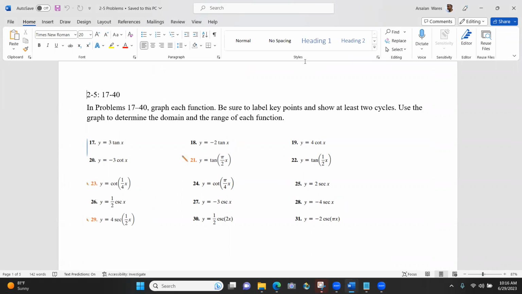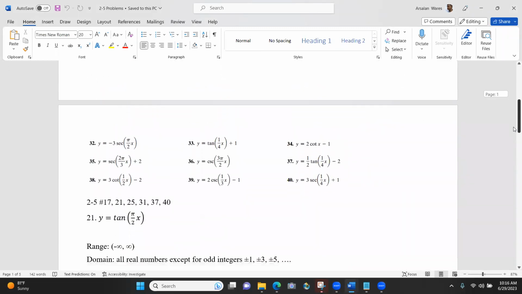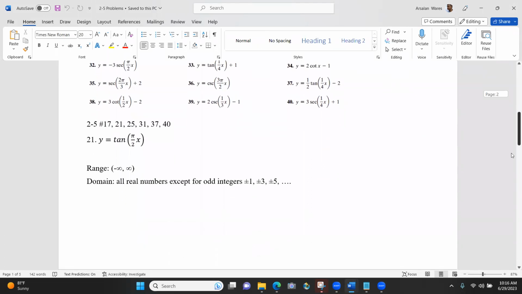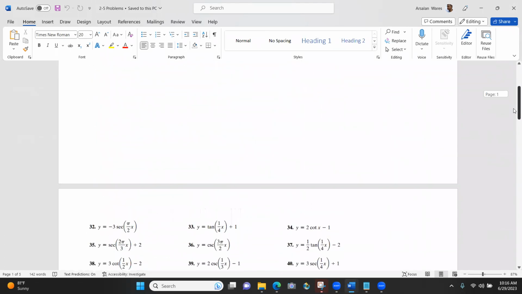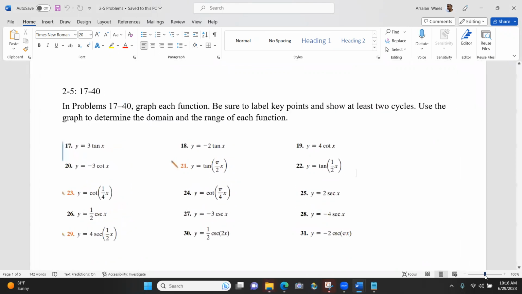Now, do some of the problems from 2.5. I'll do one here. I'll do 22 and answer the question they're asking. They want us to label the key points, show at least two cycles, and use the graph to determine domain and range. Basically, we want to find the domain and range.